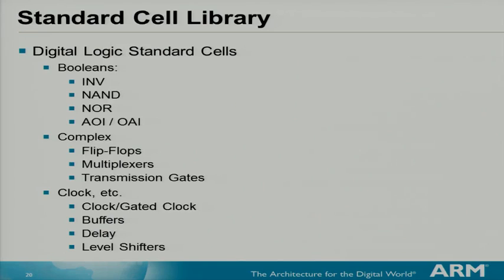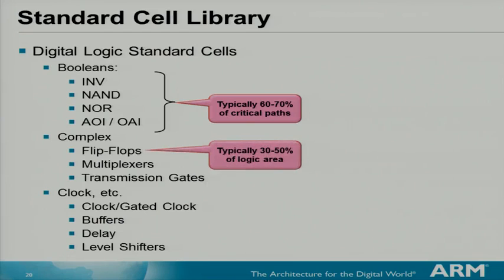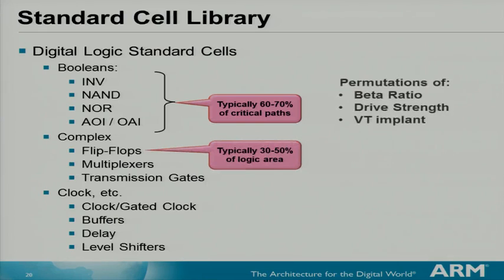So basically, your standard cell library now has a lot of different gates. Some implement Boolean logic like inverter, NAND, NOR, AND-OR-invert, OR-AND-invert. Then complex cells like flip-flops, multiplexers, and then clock-based cells. About 60 to 70% of your critical path utilizes these Boolean logic cells, and the area is mainly dominated by flip-flops.